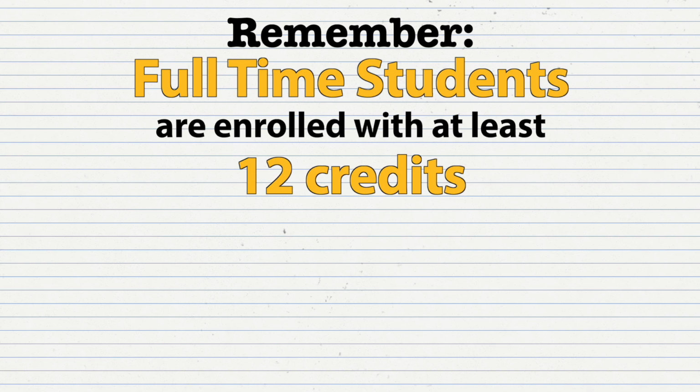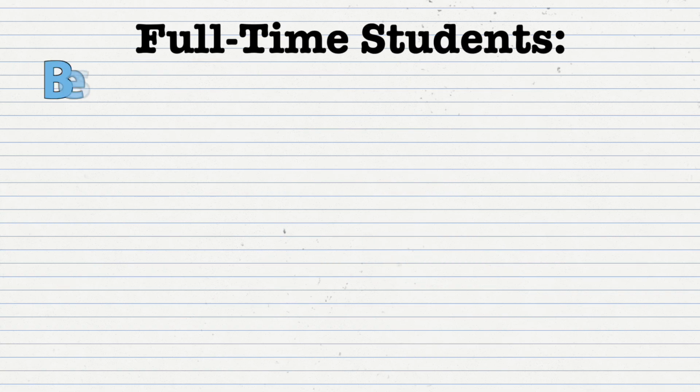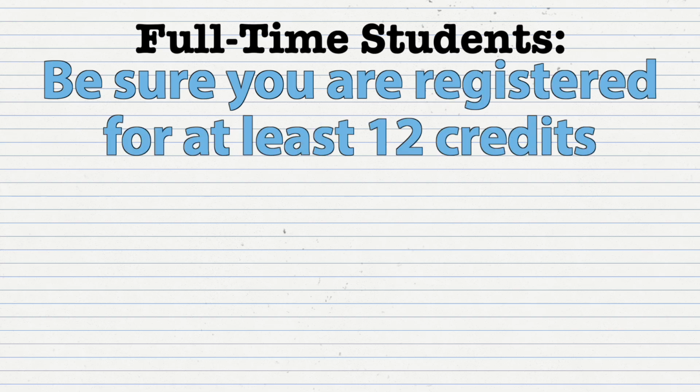A few more important tips. Remember that a full-time student at Stockton is enrolled in at least 12 credits. Because we have flat rate tuition, you may be a full-time student under that flat rate tuition, enrolled in anywhere from 12 to 20 credits. If you need to be a full-time student, be sure that you register for at least 12 credits.